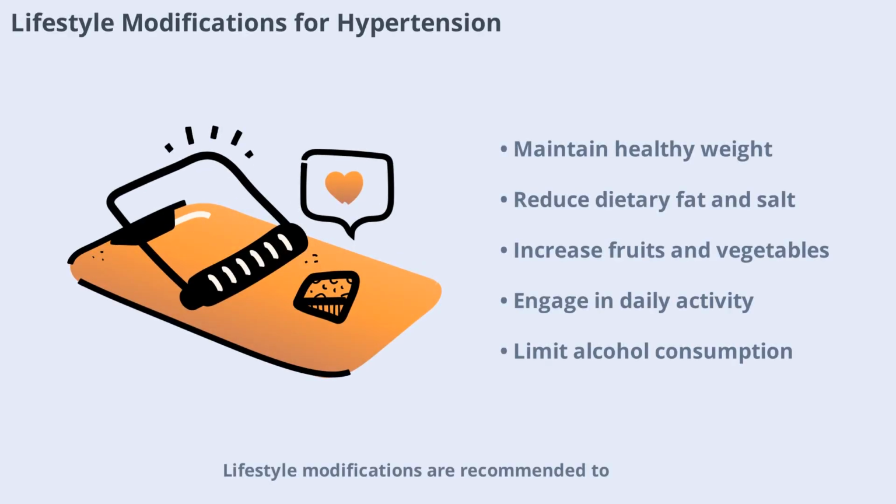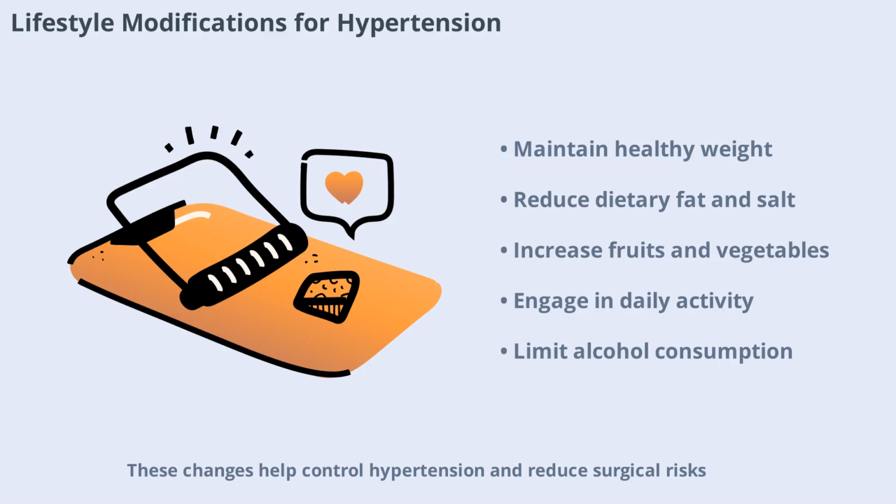Lifestyle modifications are recommended to manage and prevent high blood pressure. Maintaining normal body weight, reducing meal portion sizes, limiting calorie-containing beverages, and decreasing dietary fat are important. Increasing intake of fruits, vegetables, and low-fat dairy, reducing salt, engaging in daily aerobic activity, and limiting alcohol consumption are also advised.